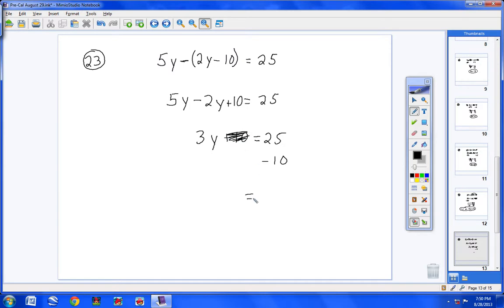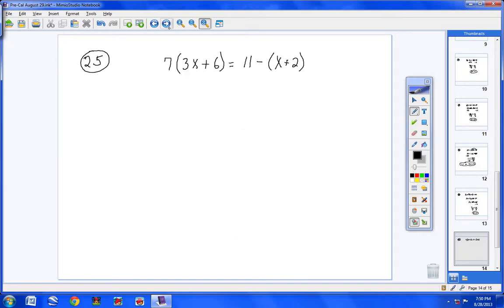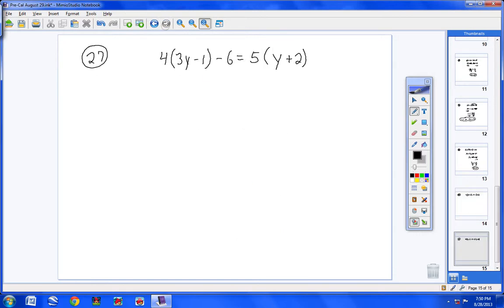And it looks like we're left with 3y equals 15. 25 minus 10 is 15. And now to get rid of this 3 right here, we're going to divide both sides by 3. And y equals 5. Y equals 5. Let's take a look at number 25. What we got left? 25, 27. That's it. Wow, we're finally done.